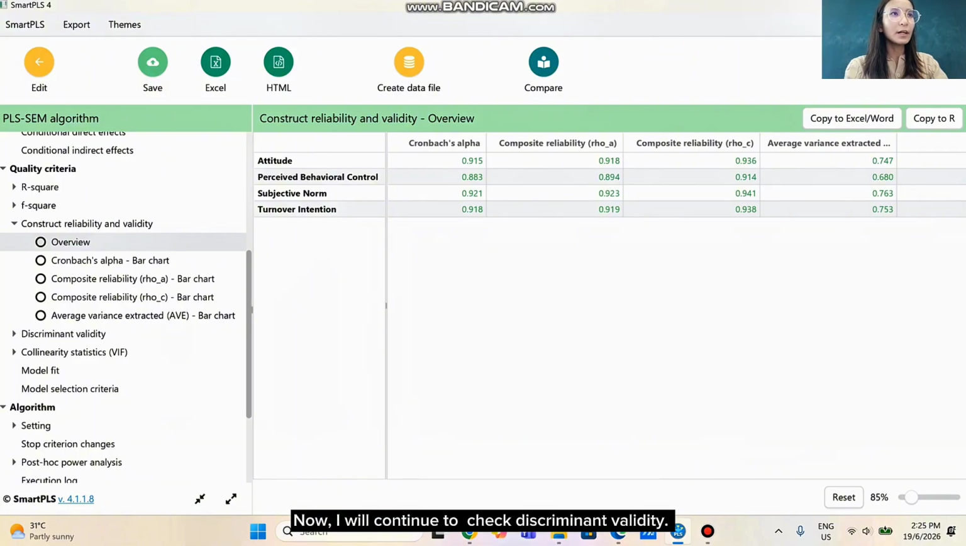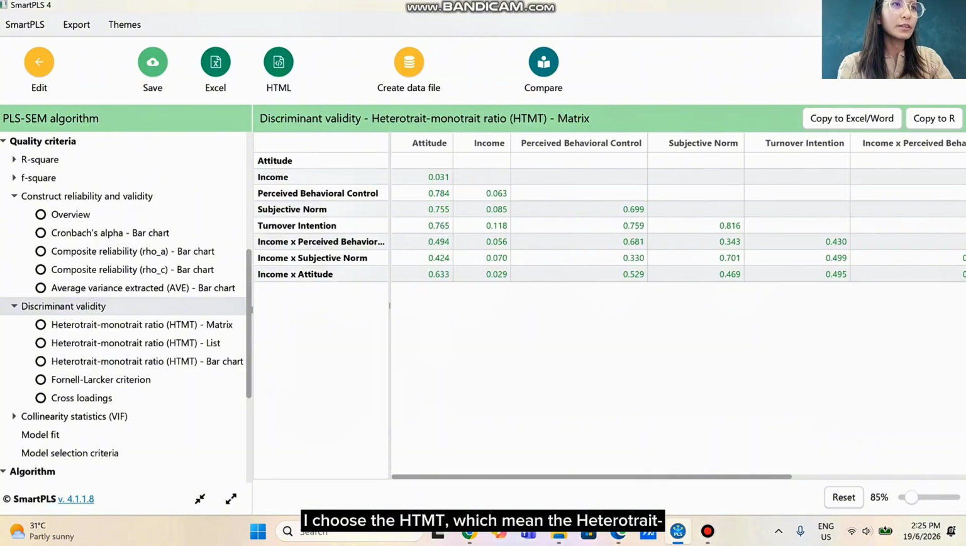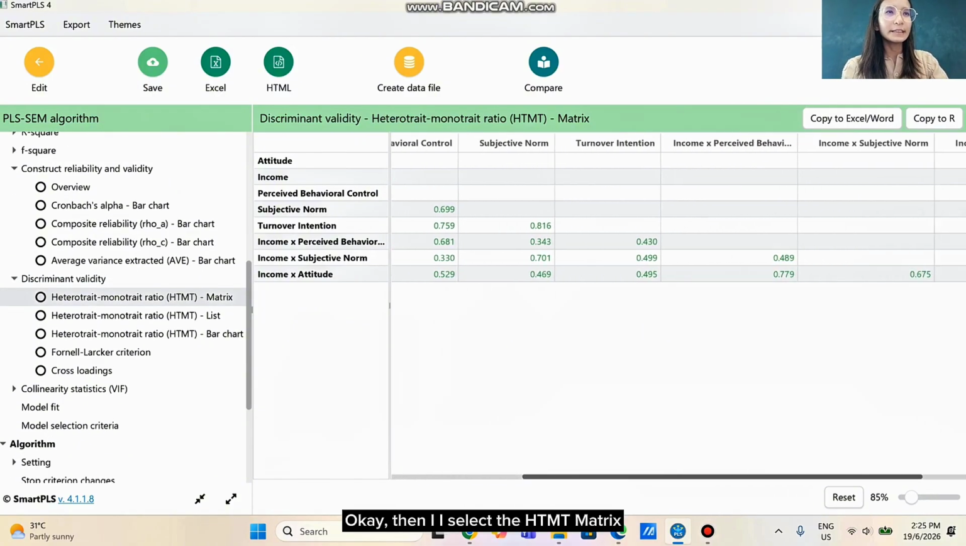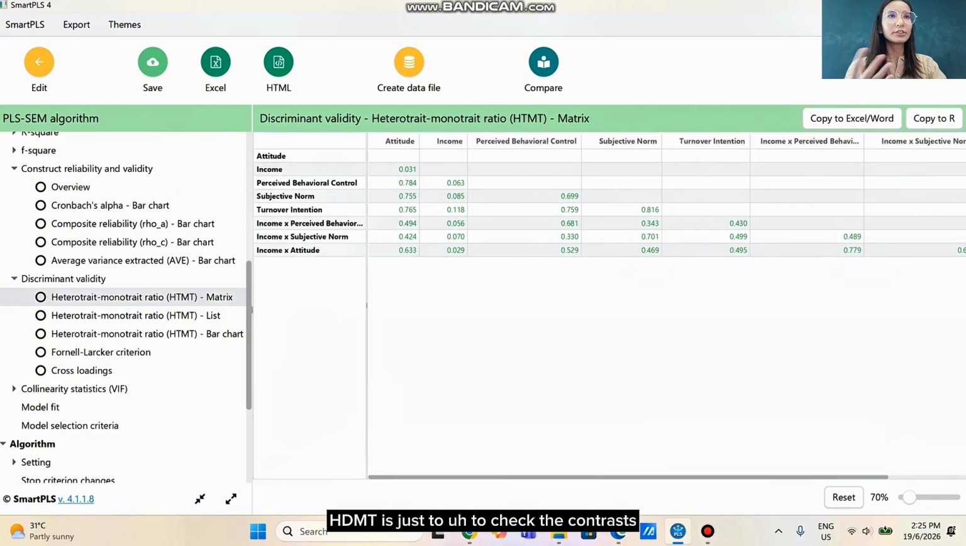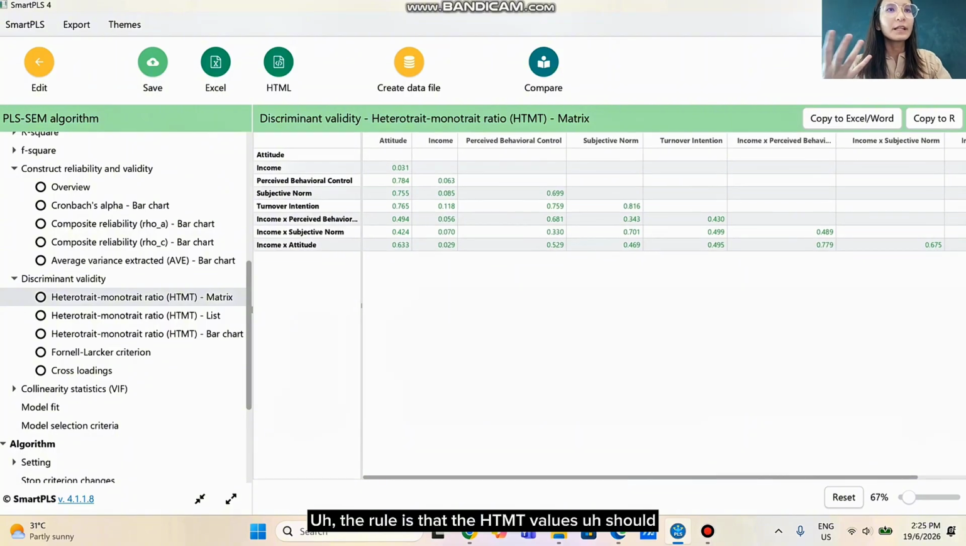Now I will continue to check the discriminant validity. I choose the HTMT, which means the heterotrait-monotrait ratio. Okay, then I select the HTMT matrix. HTMT is used to check that the constructs in my model are different from each other. The rule is that the HTMT values should be below 0.9. From this table, I can see all the HTMT values are below 0.9.